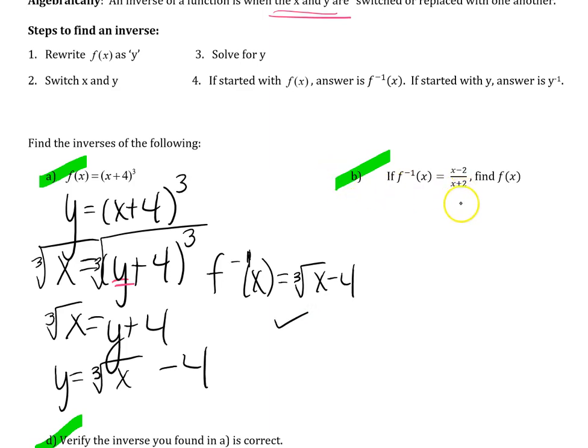It works going the other way too. In question B, I gave you the inverse, and I want the original. I'm still going to think of this as y, and switch x and y. Now this one's going to be a little bit tougher, so let's make sure we pay attention here. I have 2 y's. I need to solve for 1 y. So right now I'm going to get rid of the fraction by cross multiplying.